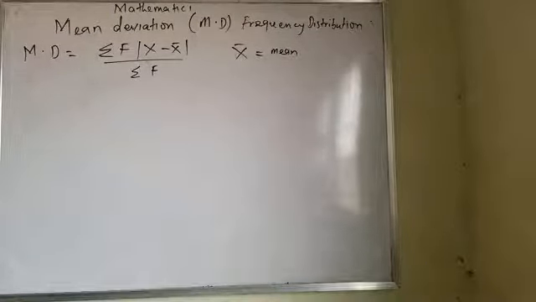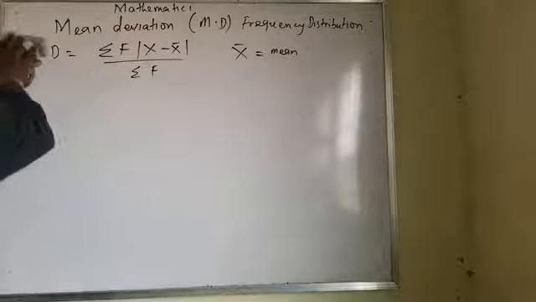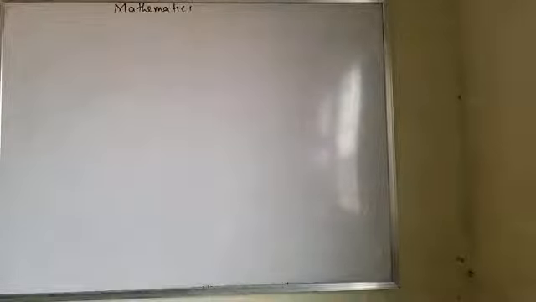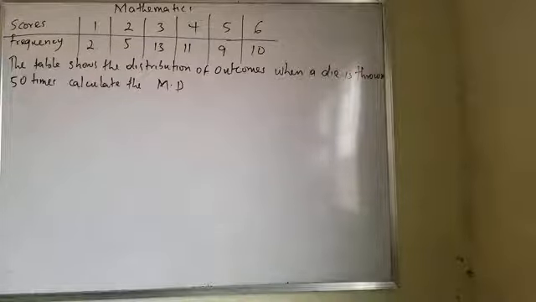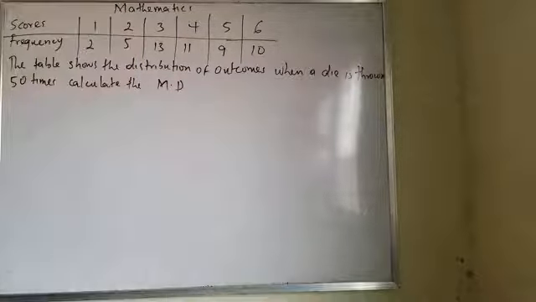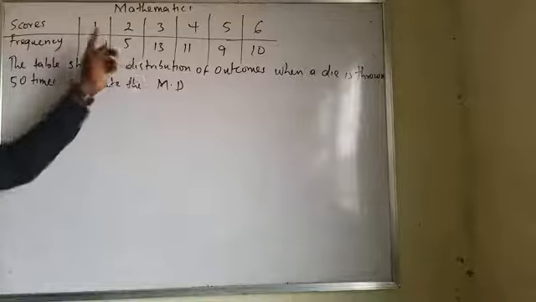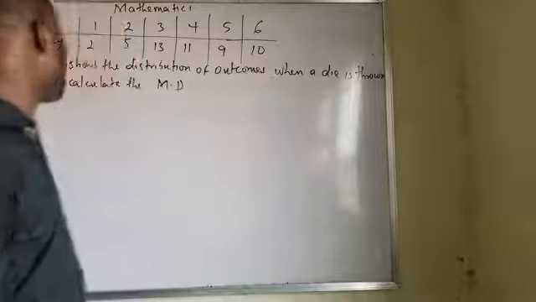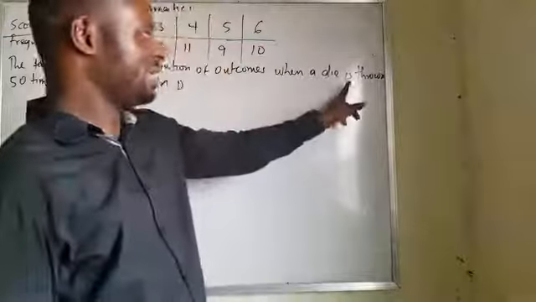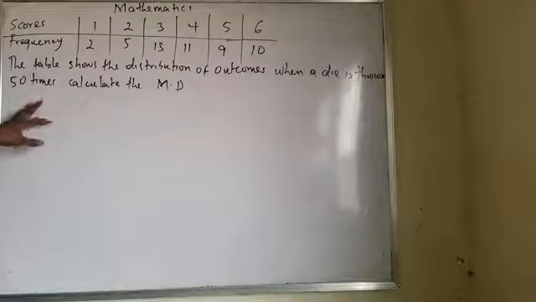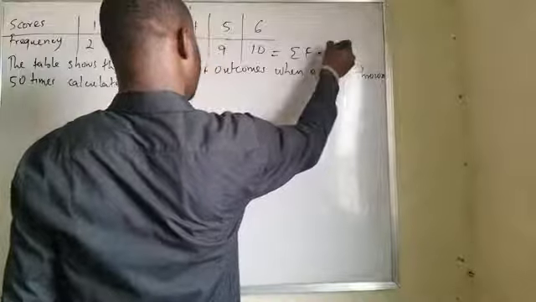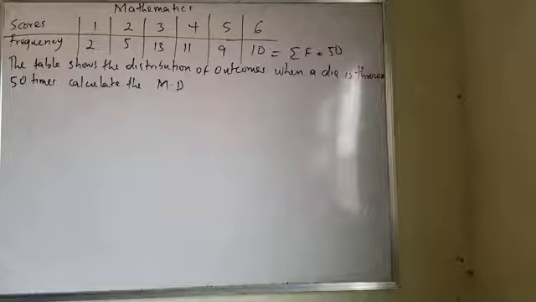Now, let me use this opportunity to give a problem that will illustrate what I was writing. Permit me to write the question up. Look at this problem. I have score and I have frequency. Scores 1, 2, 3, 4, 5, 6, and frequencies 2, 5, 13, 11, 9, 10. The table shows the distribution of outcomes when a die is thrown 50 times. It means the summation of f equals 50. Calculate the mean deviation.